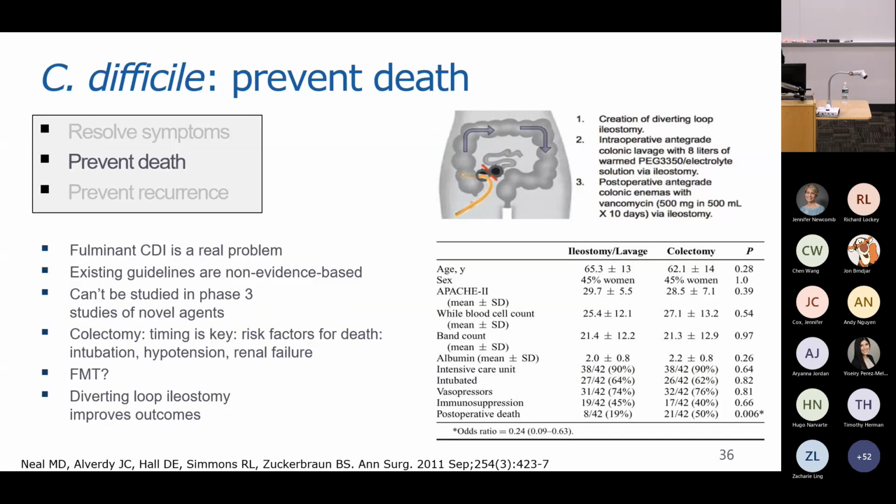Second question is, how do you prevent death from C. diff? So you have one of those patients who presented too late, who are very vulnerable, who are progressing despite maximal therapy. What are you going to do with those patients? As you know, colectomy has been the only way to approach those patients.